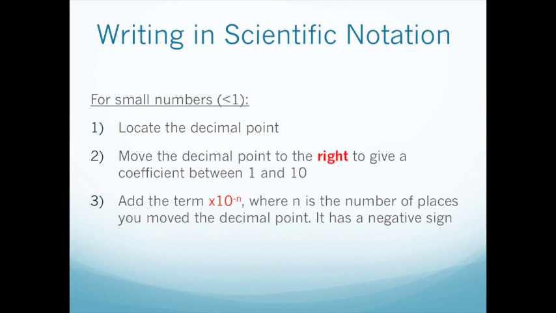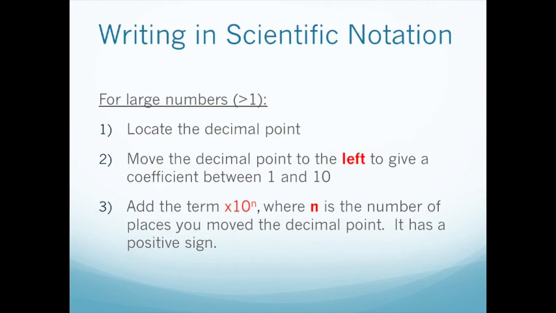Writing in scientific notation. If you have a number that you want to convert into scientific notation, find the decimal point and then move the decimal point to the right to make your number between 1 and 10, and then add the term times 10 to the minus n, where n is the number of places you moved the decimal point. It has a negative sign because the number is less than 1.